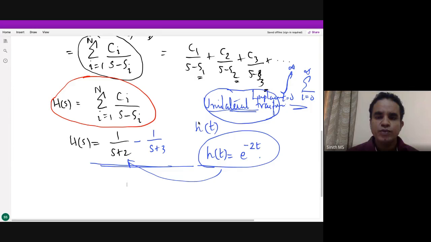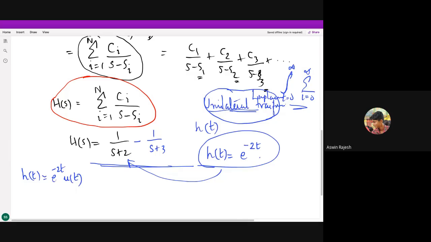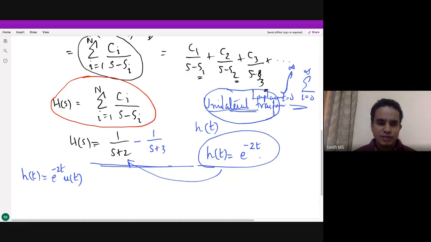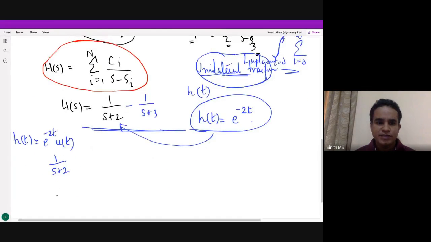h(t) equal to e raised to minus 2t. Suppose you have h(t) equal to e raised to minus 2t u(t). Can you tell what is the Laplace transform of e raised to minus 2t u(t)? One of you, can you tell? One by s plus 2. Correct. So this is 1 by s plus 2.